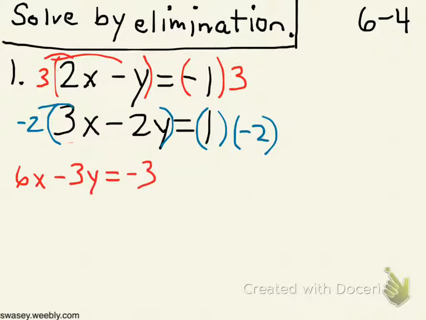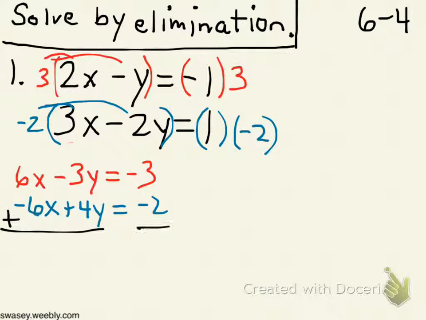And then distribute your negative 2. Negative 2 times 3x is negative 6x. Negative 2 times negative 2y is positive 4y. And then 1 times negative 2 is negative 2. Now we'll add our equations together. So we get y equal to negative 5. Notice that the x's are eliminated. So we have the y value.